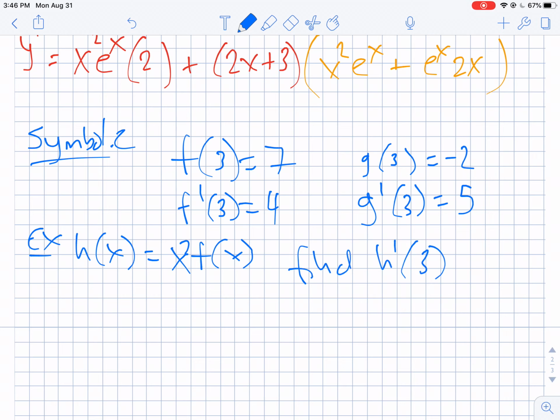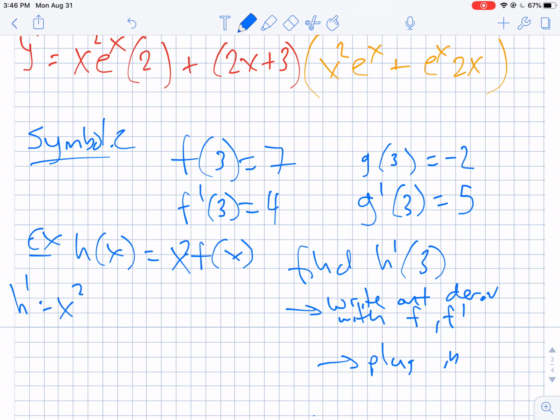All right, so how you're going to approach this first is, the first thing you're going to write out is the derivative. So you're going to write out the derivative with f and f prime, and then you're going to plug in. So it's just like usual. We take a derivative, and then we plug in later. Okay, so let's go ahead and take the derivative. h prime equals first times the derivative of the second plus the second times the derivative of the first.